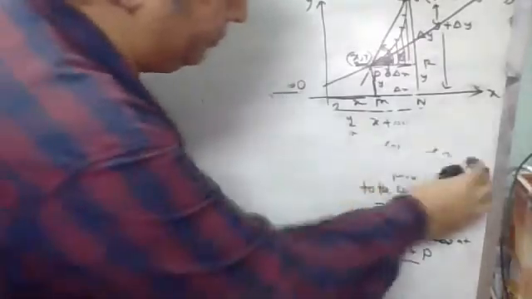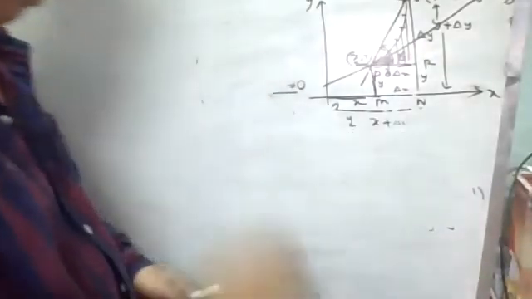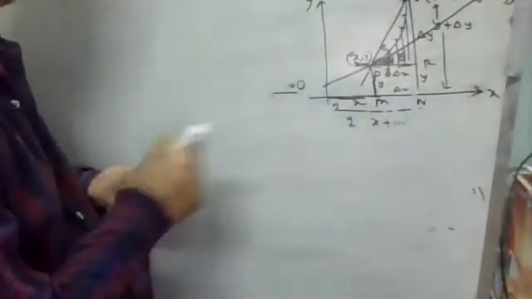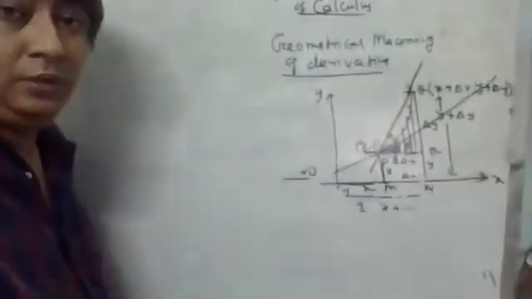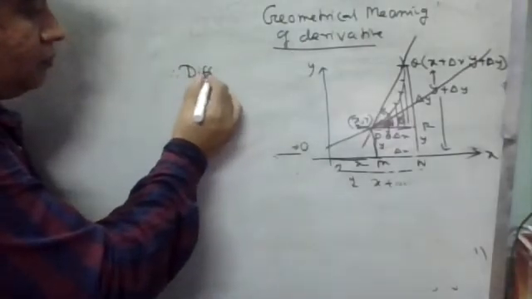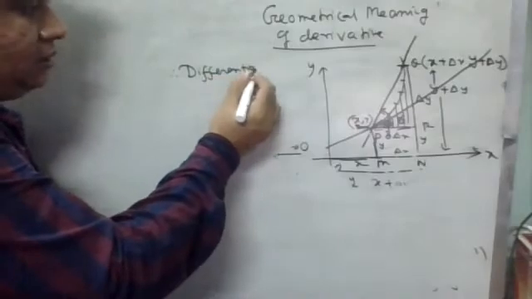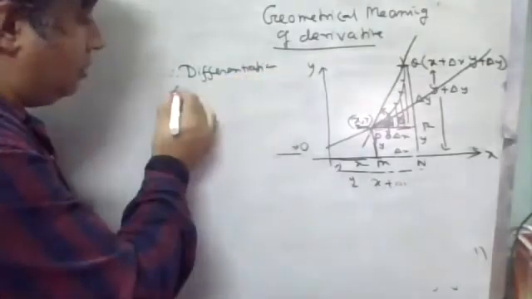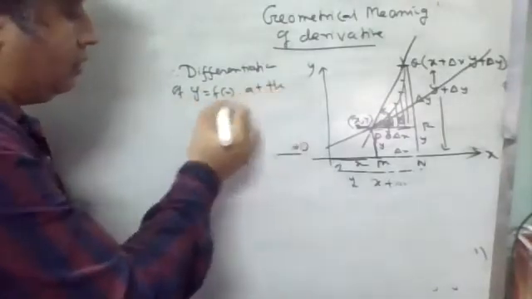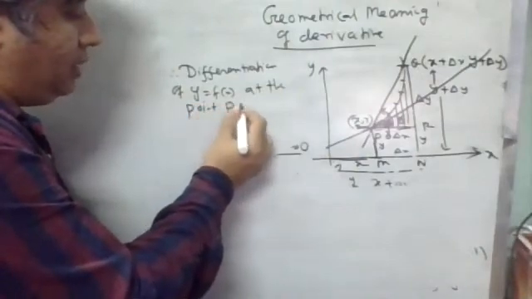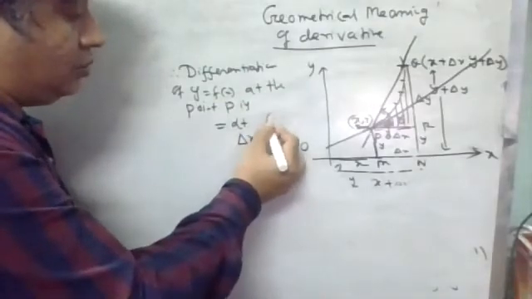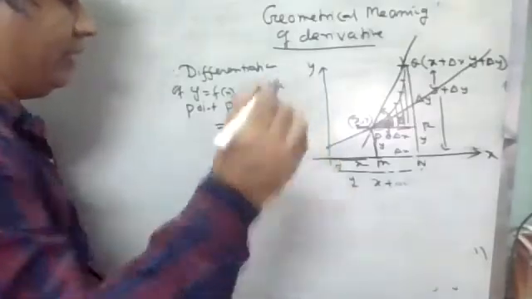So what result have we got? Differentiation of y equals f(x) at the point P is the limit as delta x tends to 0 of delta y by delta x.